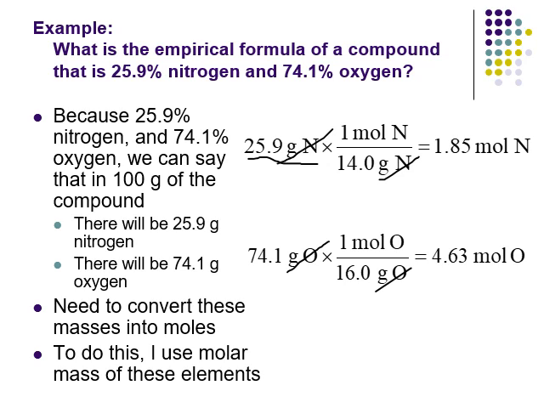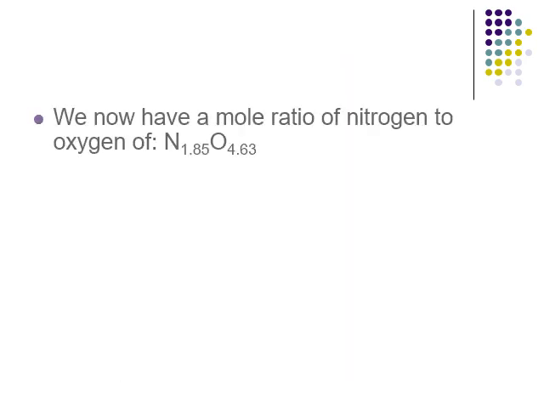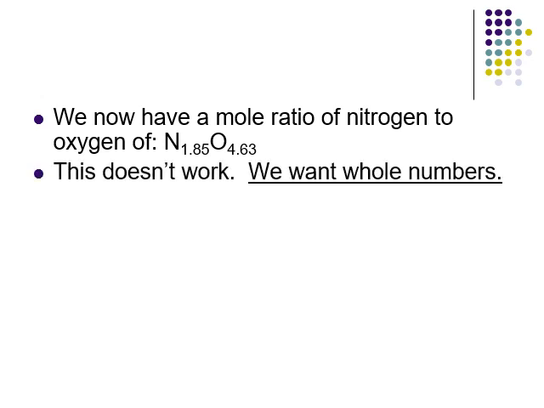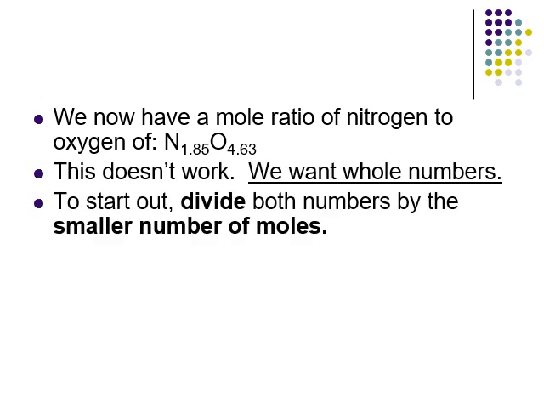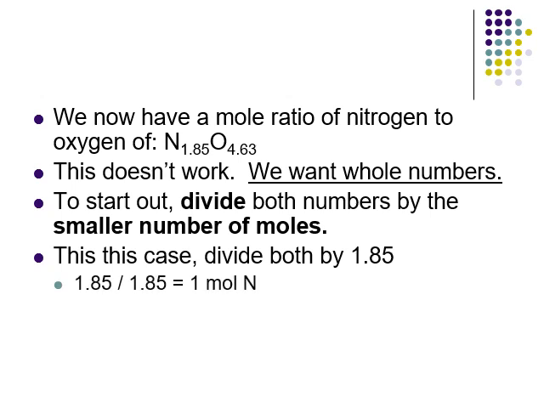So we now have the relative number of moles of our elements. So this is our current mole ratio. But we never want to see subscripts like that. Those are terrible subscripts. We like whole numbers. So what do we do? Divide every number there by the smallest number of moles you have. Looking at that, the smallest number of moles is 1.85, so I divide everything by 1.85.